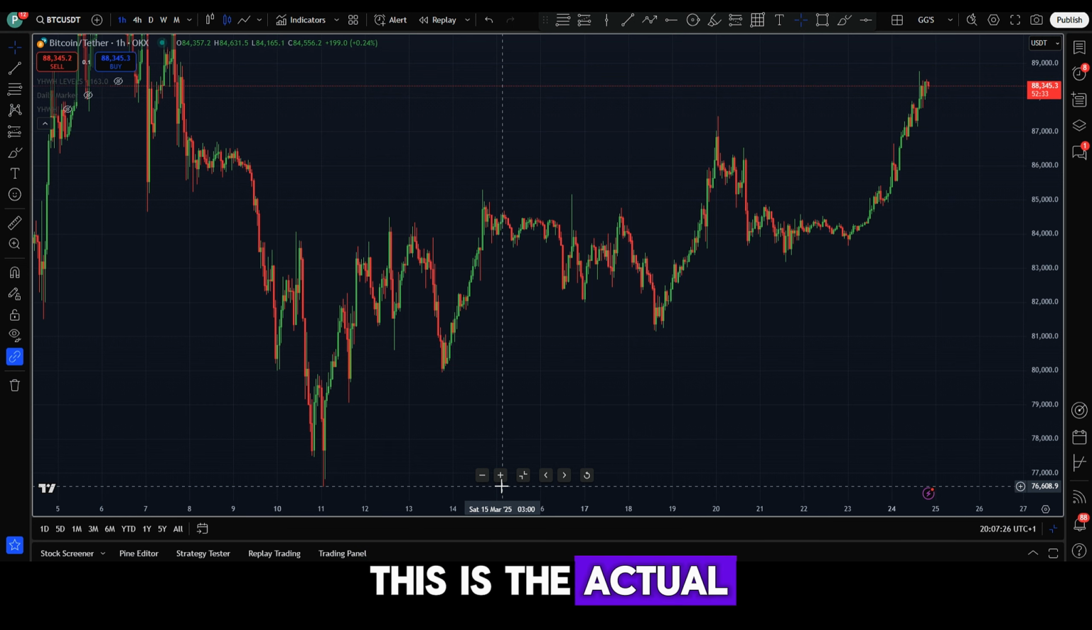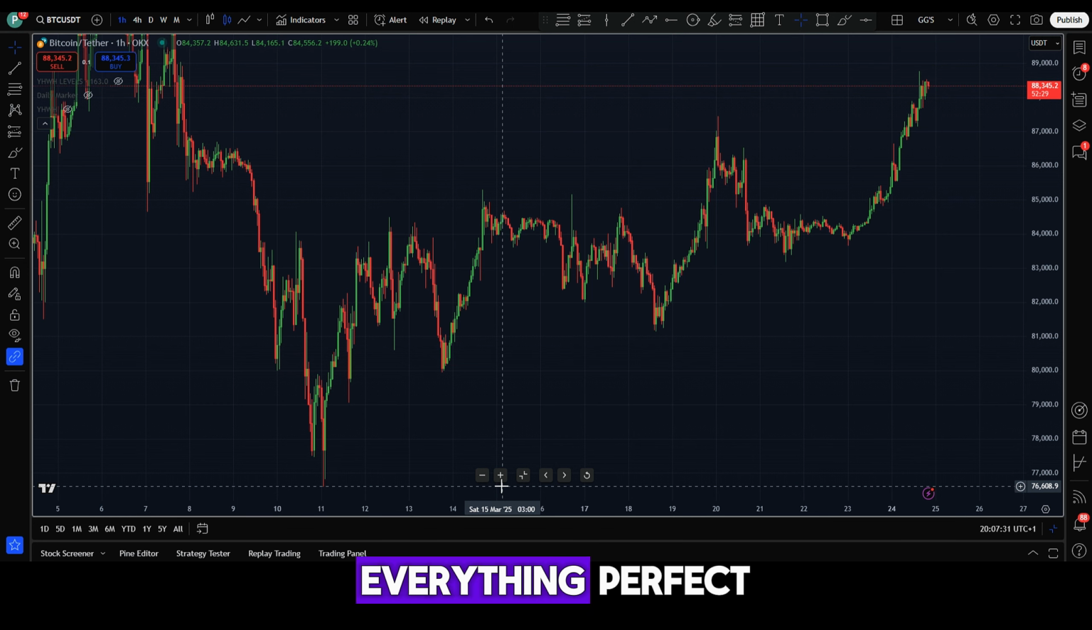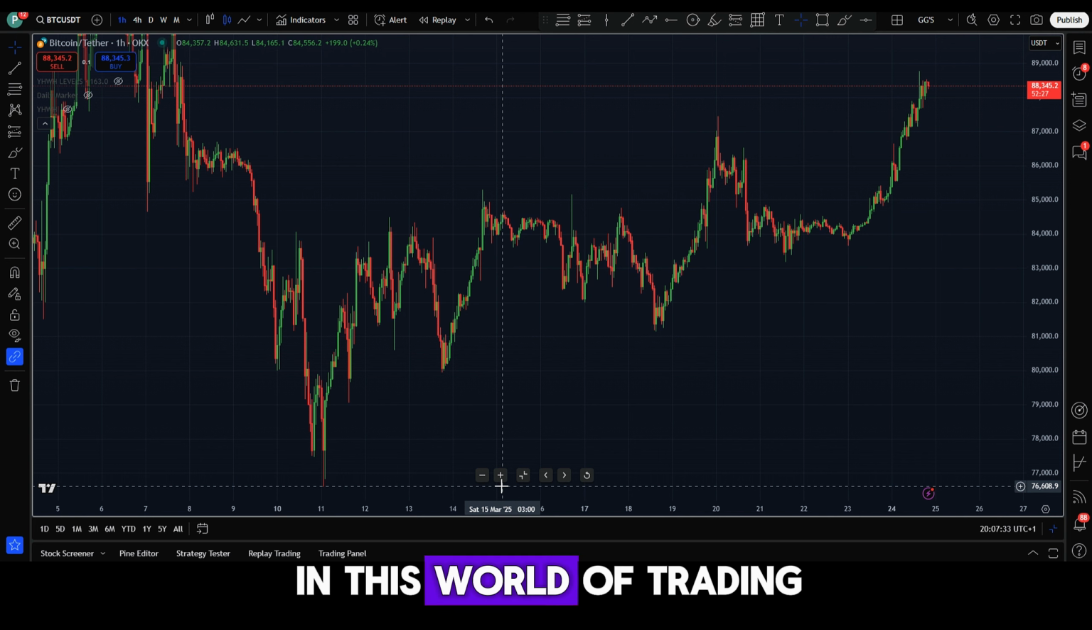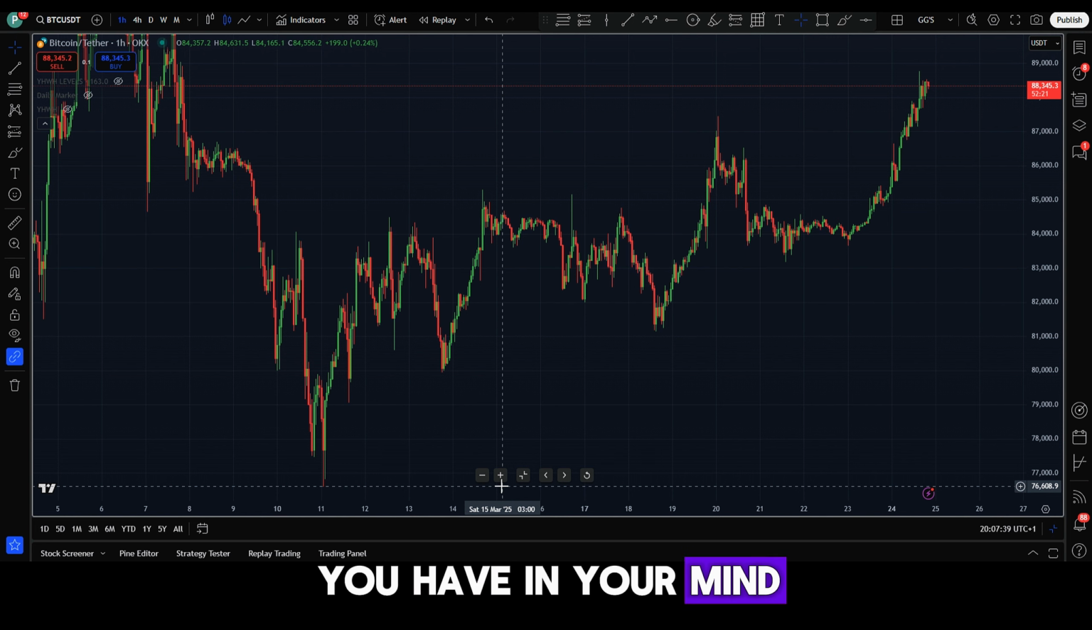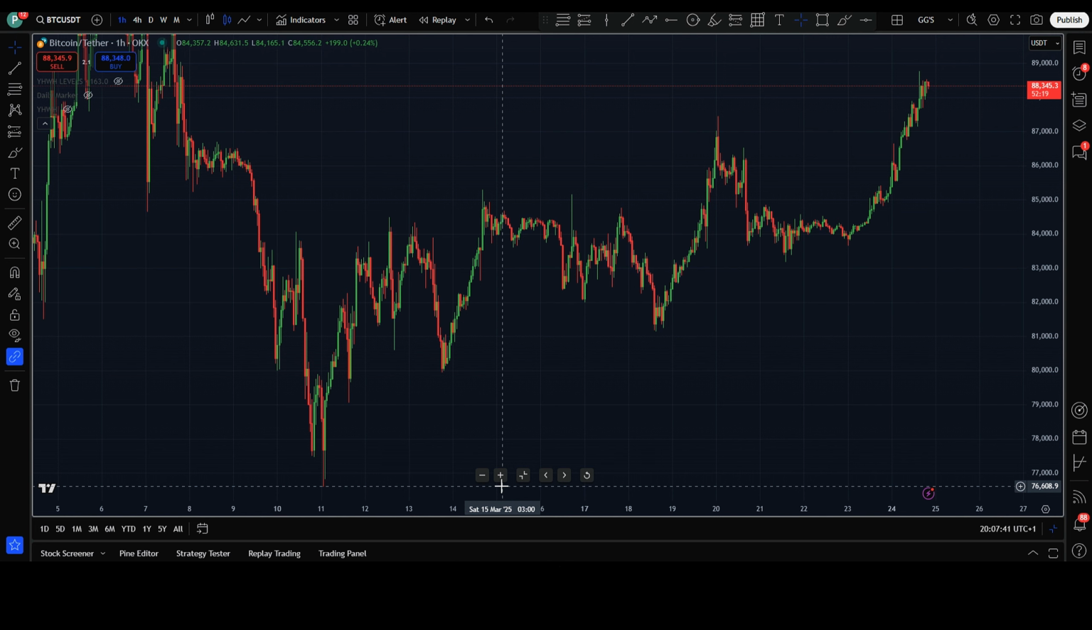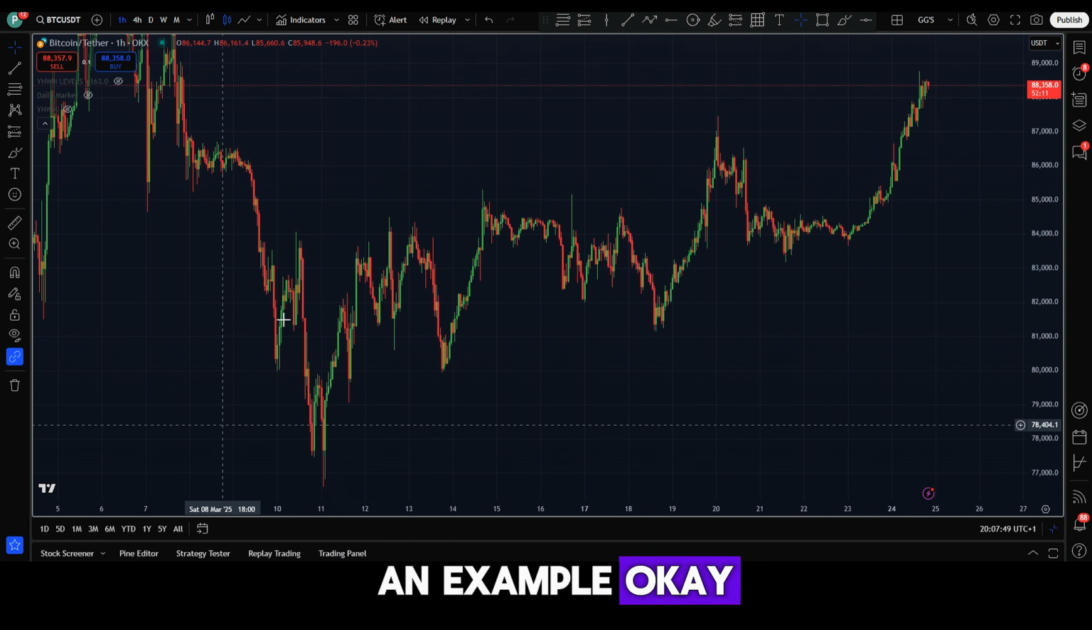This is the actual reason why you don't make money. You want to make everything perfect. In this world of trading, you need to put aside the perfect world you have in your mind. That world where you always get in at the lowest point and exit at the highest point is the reason why you lose money. I want to give you an example, okay?